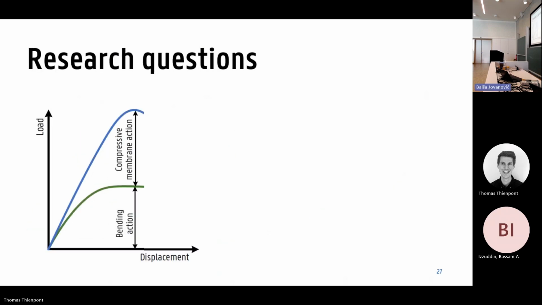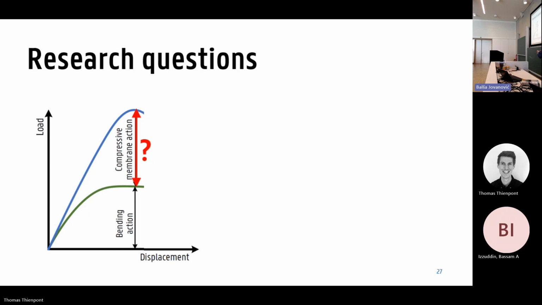And that brings me to the main research questions of my PhD. So again, we have the graph with the green and the blue curve, and I'm most interested in how big is the difference between these curves. Because if the distance is very small, it's not really worth investigating. But if it's very big, it can be very useful because we can make structures much, much safer.